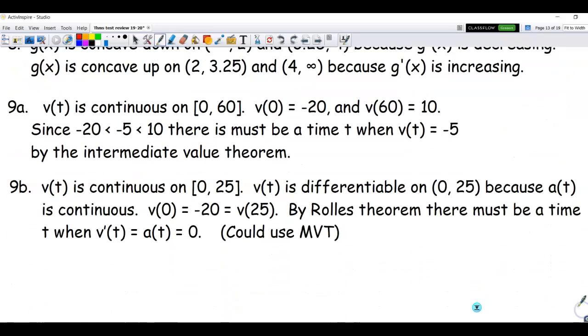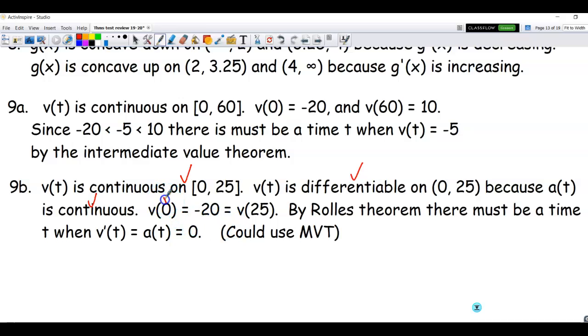In number 9, I started by saying v of t is continuous on the closed interval. They gave me that. The next part is a little bit tricky. They told me that a of t is continuous. Since a of t is the derivative of v of t, that means v of t has to have a derivative, because a of t is continuous everywhere. So I have to declare that, and I stated how I knew it because a of t is continuous.